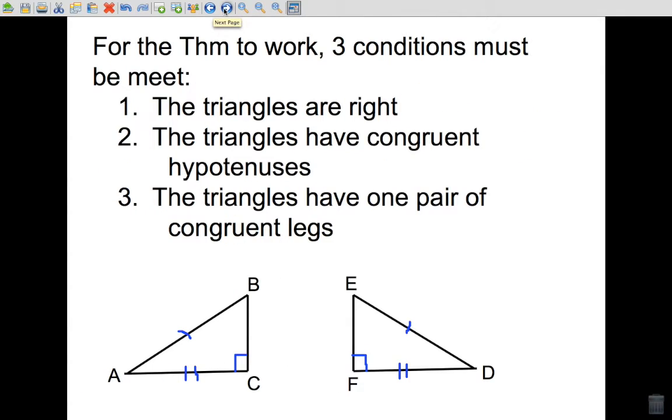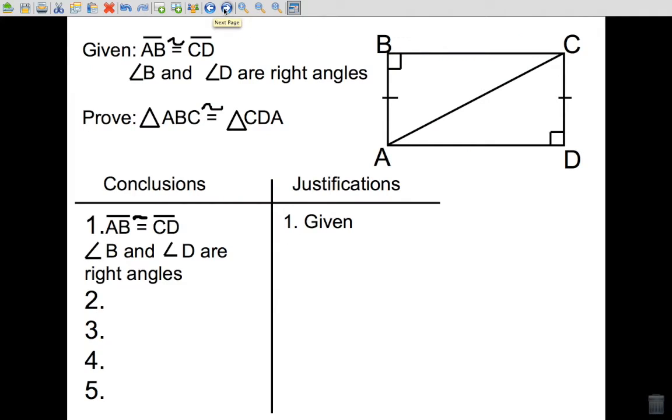In order for the HL congruence theorem to work, three conditions must be met. The triangles have to be right, the triangles have to have congruent hypotenuses, and the triangles have to have one pair of congruent legs. Let's take a look at proving some triangles congruent. In this example, we're given that side AB is congruent to side CD, and we know that angle B and D are right angles. So I've already marked that in my drawing, and I've listed it as my first conclusion, and my first justification is the reason given.